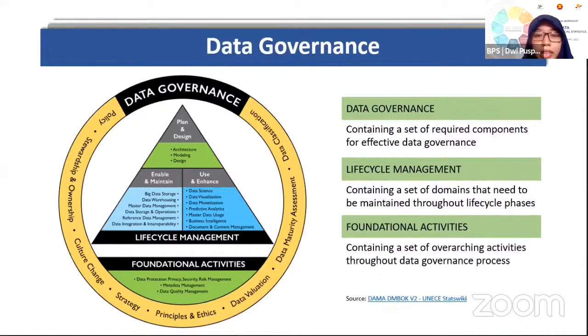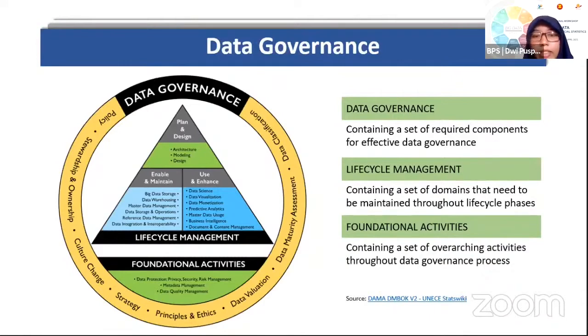So after we have planned and designed our architecture, and after we define the metadata management for that, we define the security risk management and data quality management, we can apply all of that to use and enhance this data domain. And finally, we can also enable and maintain another part of the data domain. For example, big data storage, data warehousing, master data management, data storage and operations, reference data management, and also data integration and interoperability. So the domains in enable and maintain are the more advanced part compared with use and enhance. Use and enhance is the basic domain that we usually use in our operational activities, and enable and maintain is more the advanced activities like big data, and data integration and interoperability.